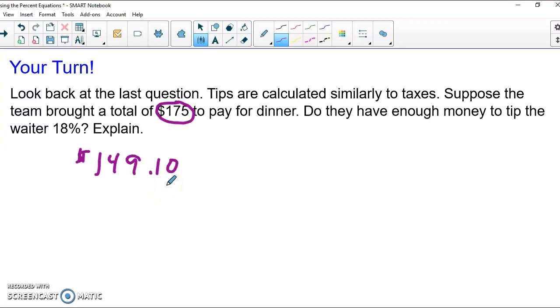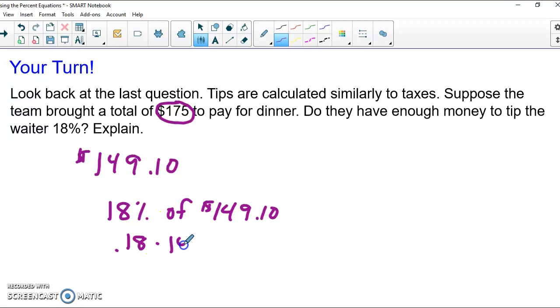So let's take 18% of $149.10. So to do that, I'm going to make my percent into a decimal. 18% becomes 18 hundredths. Of means times, and I'm going to multiply it by my total. This is going to give me the amount of my tip. So when I do 0.18 times 149.1, I get 26.838.